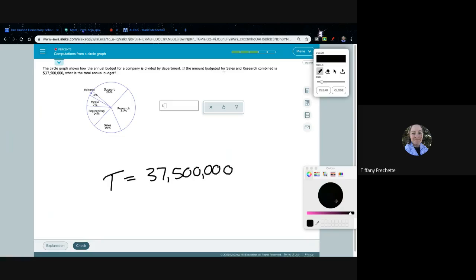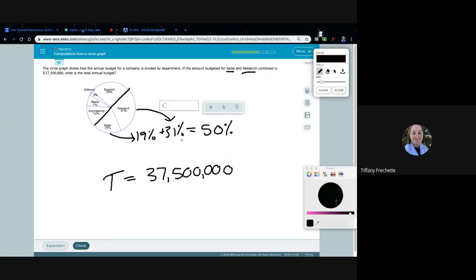So we need to know our percentage. We have sales and research combined. So it's actually these two right next to each other, 19%. And then we have 31%. We're going to add these two together. So we get 10, 4, 5. So we get 50%. And that does look like a line that's going straight across the circle there through the center. So that's 50% of the budget there.